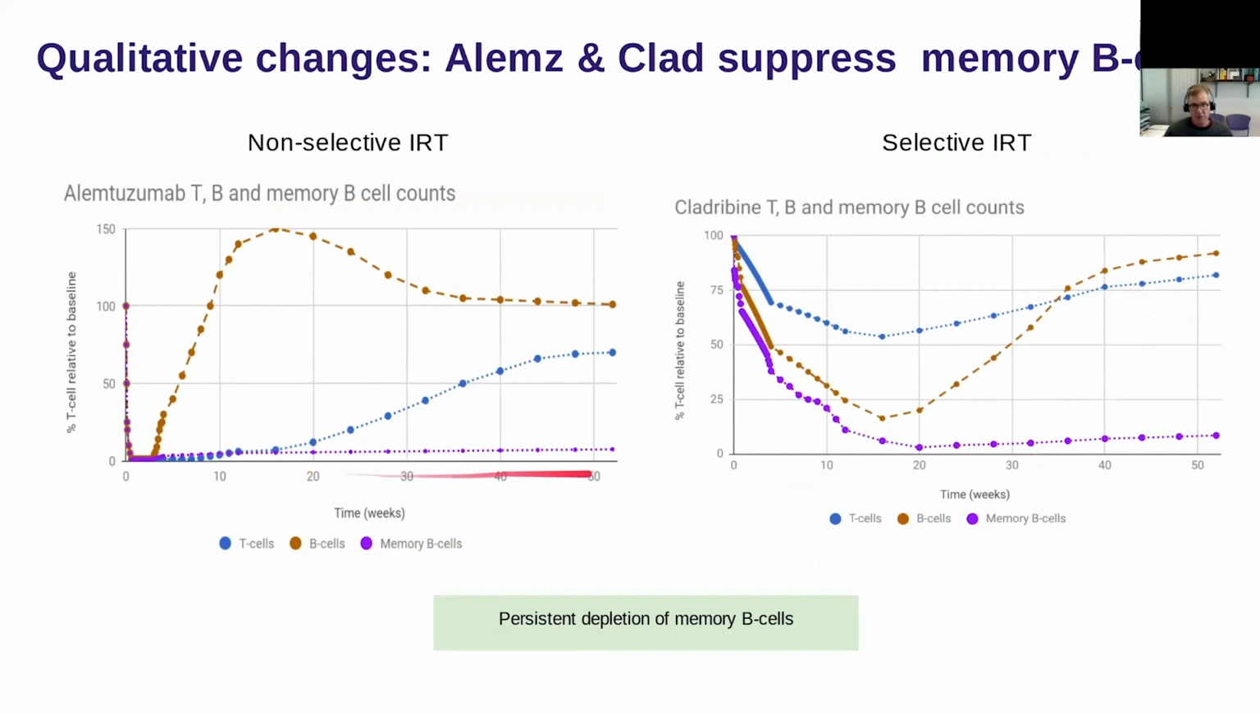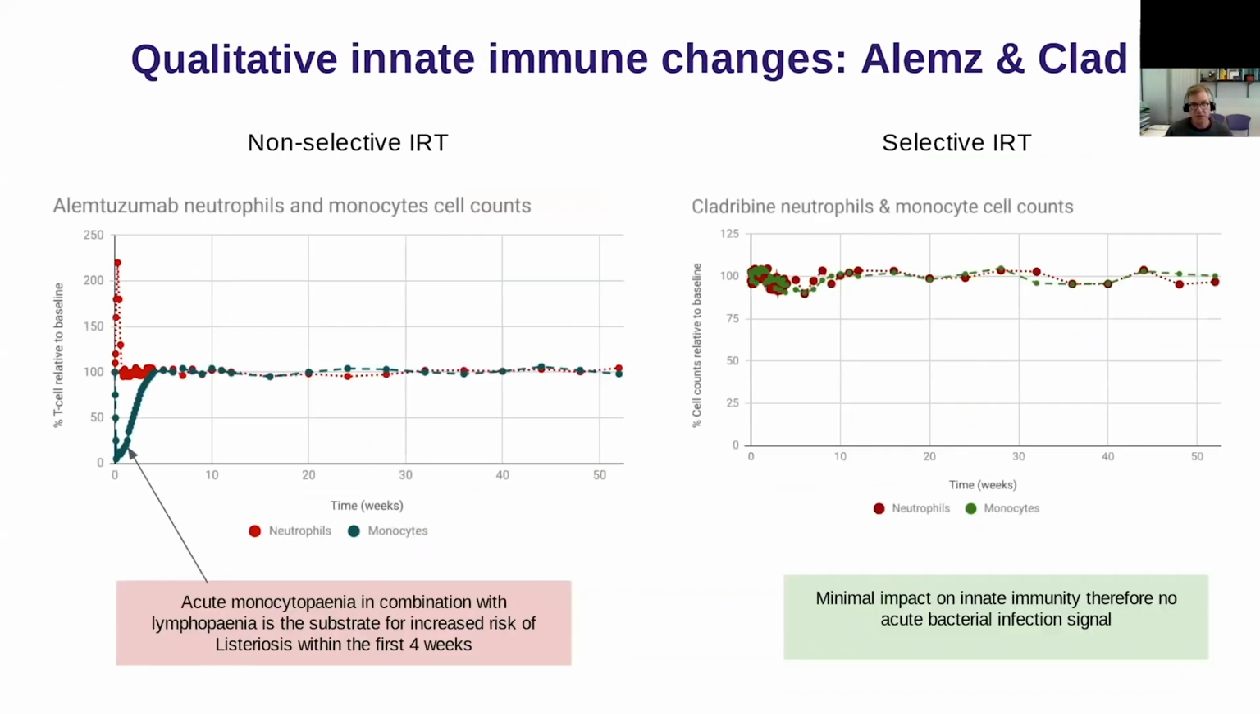And the level of depletion of the memory B cells between alemtuzumab and cladribine is equivalent. And it stays flat for possibly years after dosing. So there are quite subtle differences between these two agents. Another big difference is that with alemtuzumab, monocytes go down for the first 2 or 3 weeks before recovering, and we don't see any significant change really with cladribine.